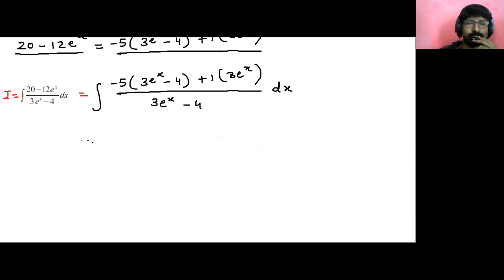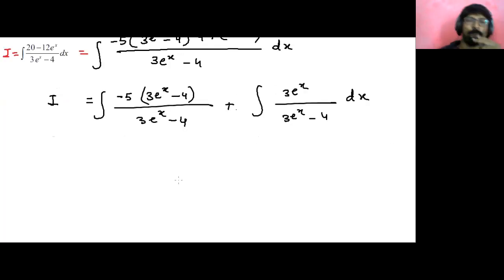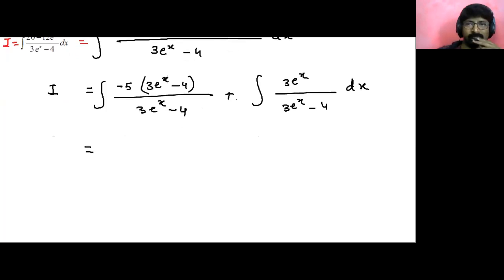And then now, guys, what can be done? We can separate the numerators. So this I can simply write in two forms: negative 5 times (3 e power x minus 4), whole thing upon 3 e power x minus 4. Separating the numerators, guys. This step is called separating the numerators. Plus integration of 3 e power x upon 3 e power x minus 4 dx. It's super duper simple, isn't it? Because this will get cancelled. Student, pay attention on the screen.